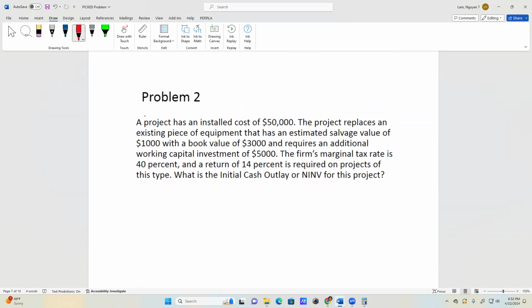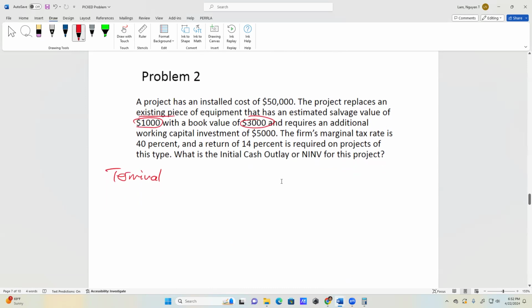All right, onto this one. Let's try to identify the terminal cash flow. The project replaced an existing piece of equipment. This one is talking about the old asset, with a book value of the old asset, because it says existing, so that is related to the old stuff. This one is just asking about initial outlay.